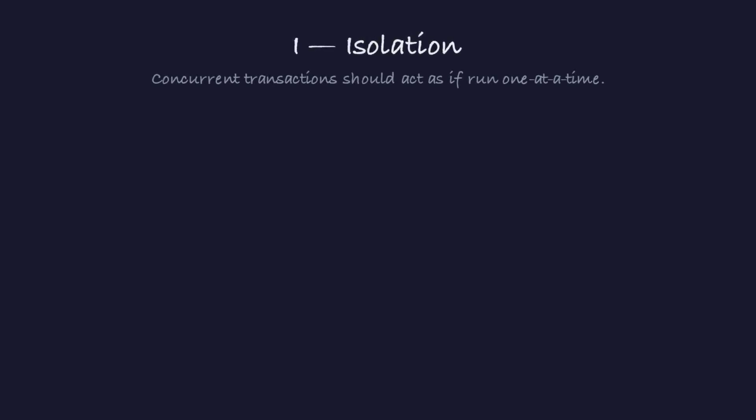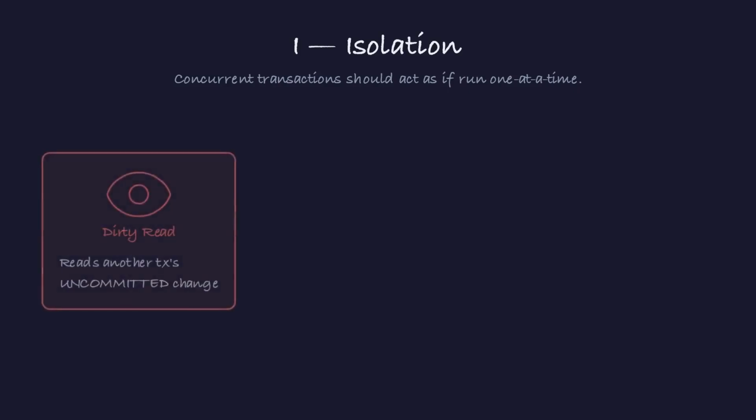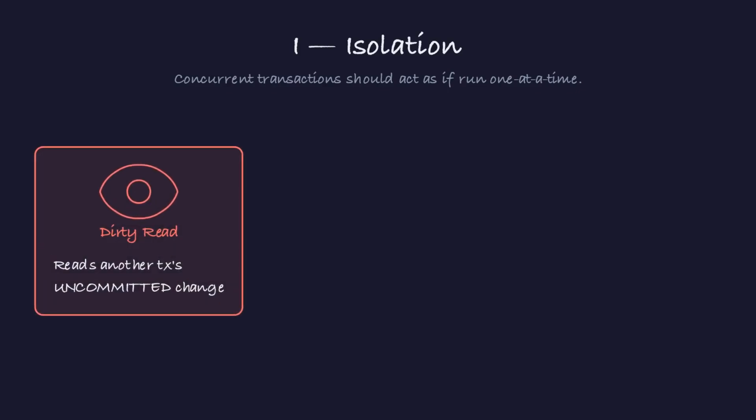I, isolation. Concurrent transactions should behave as if they ran one at a time, in sequence. Without it, you get a dirty read. Transaction B reads A's change before it commits, data that might get rolled back.